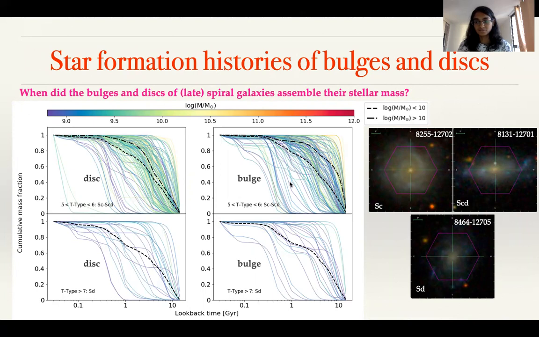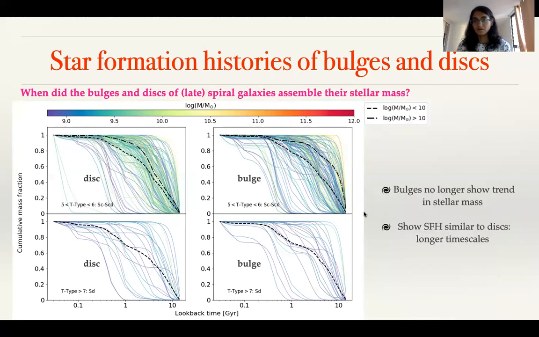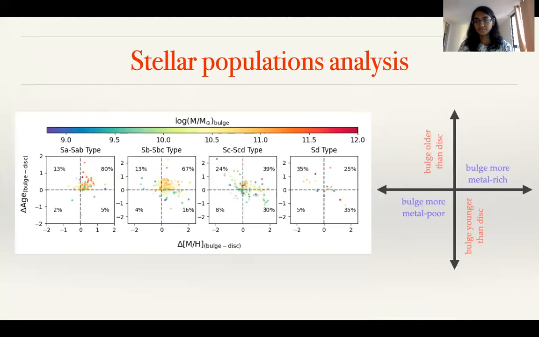We can see that the bulges no longer follow this trend in stellar mass, and it's interesting to see that these bulges are less massive as well. Their star formation histories are also reminiscent of those of disks, even showing extended star formation episodes towards the present time. These are expected to host younger stellar populations than the classical early spiral bulges.